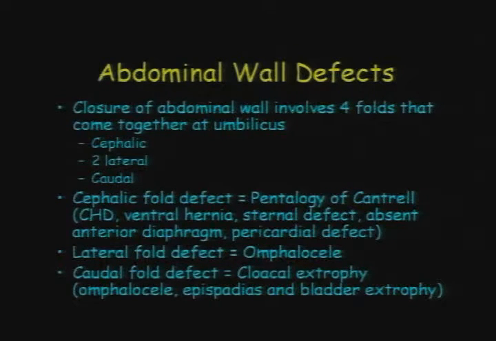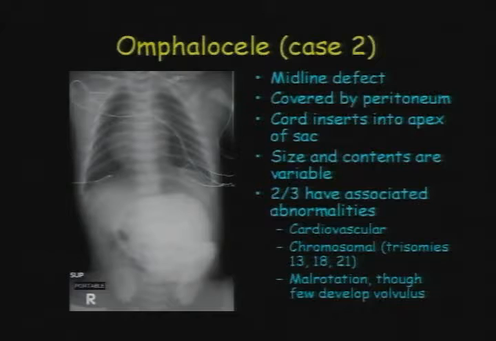The more common ones are the lateral fold defects, and those can either be central or usually on the right. The more central one is the omphalocele, and the more lateral one, usually on the right, is gastroschisis. A caudal fold defect will result in cloacal exstrophy, which is omphalocele, epispadias, and bladder exstrophy. So here's case number 2, which is an omphalocele. You could actually see the umbilical cord coming right into the apex of this mass in the mid-abdomen.